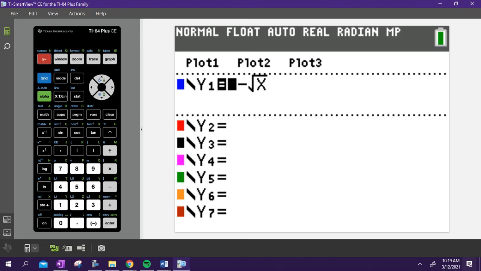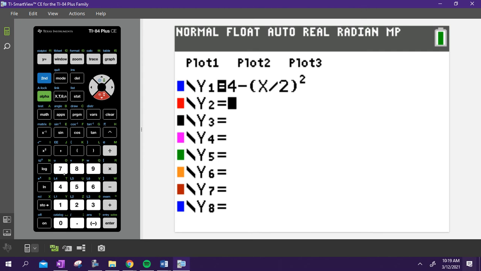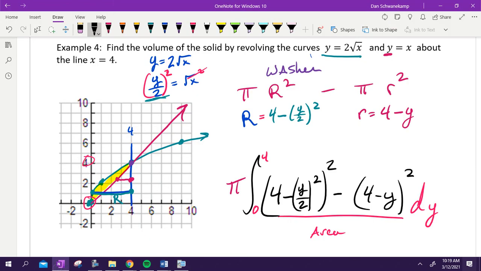So we type this in, y1. My big R was 4 minus, and then parentheses, it was x over 2. Close those parentheses, and then square that whole thing. That's my big radius. My little radius was just 4 minus x, or you could do that as y's. It'll be fine. Everybody with me to there? That's big R and little r. That's what we just found. Look, that guy and that guy, same thing.